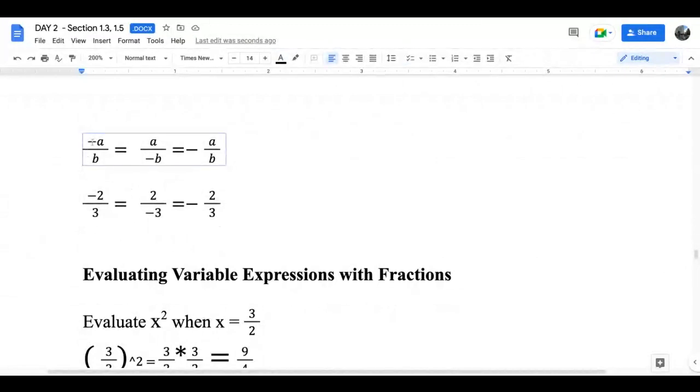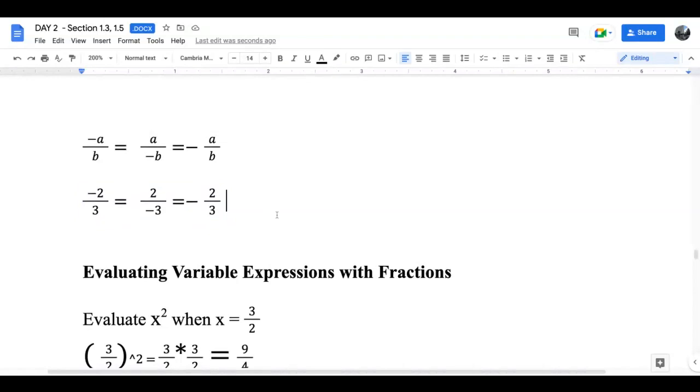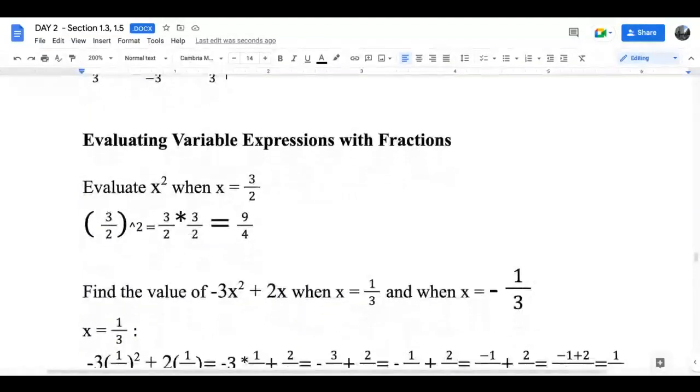Let's see the negative sign. The negative sign can be in the numerator, in the denominator, or up front. So that all means the same thing. But usually we keep the negative sign up front. But when we do calculations, we can move it to the numerator or to the denominator. It depends on what we need. Negative 2 over 3 is 2 over negative 3 is negative of 2 over 3.